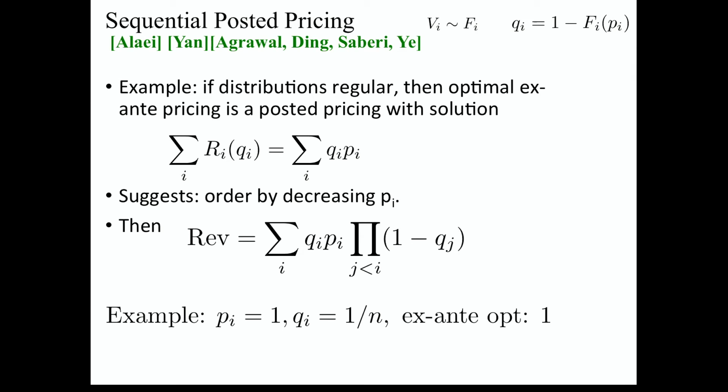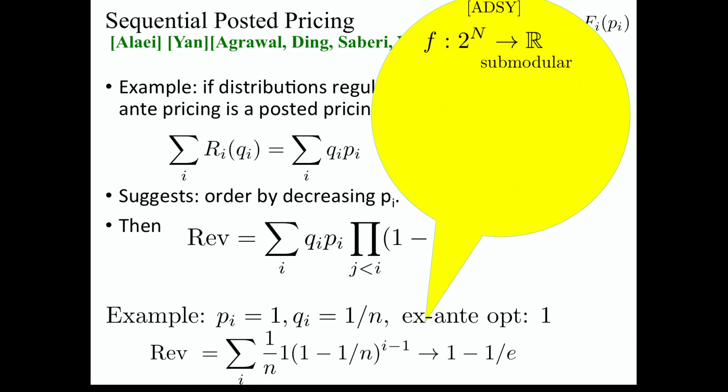Okay? So for example, if the prices are all 1 and these probabilities are 1 over n, then the ex-ante optimum is 1, but the revenue of this auction is 1 minus 1 over e. And this is actually the worst case. And there's this very nice result due to Agarwal et al.